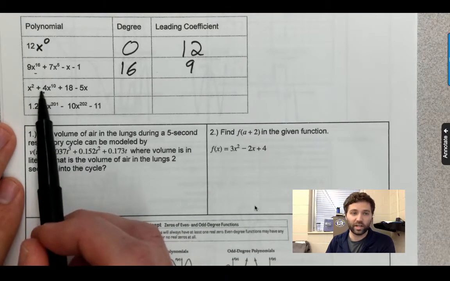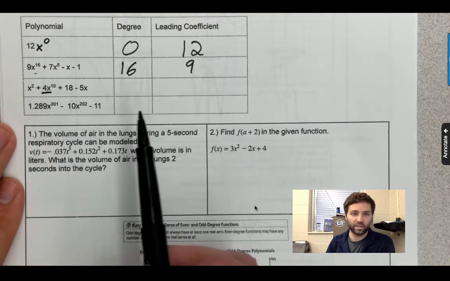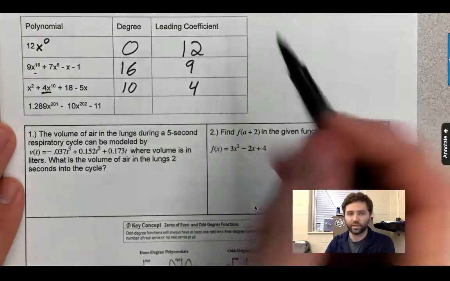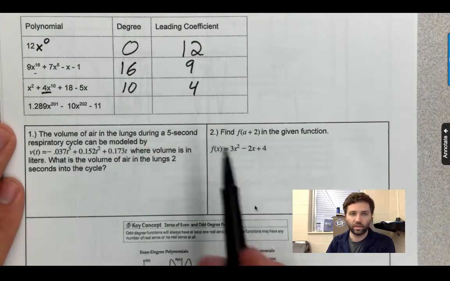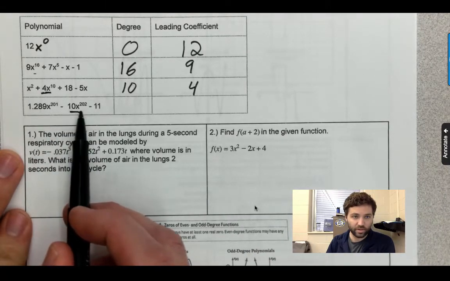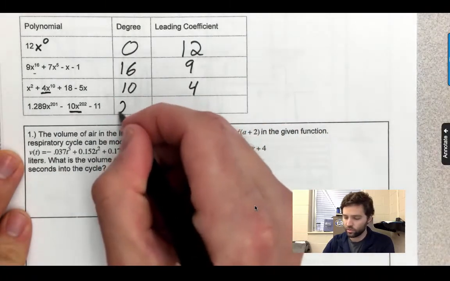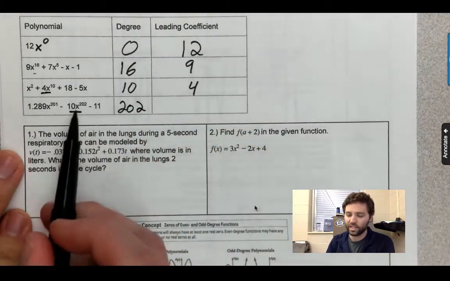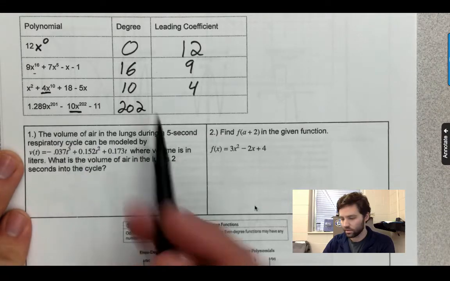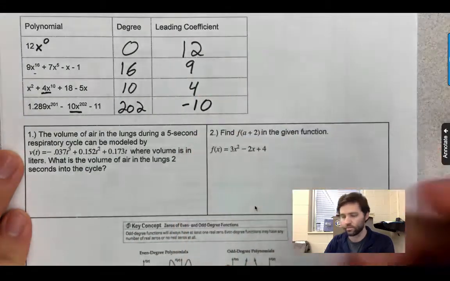We have to go find the highest power of x, and it's right here. It's 4x to the 10th, so the degree is 10. And the leading coefficient is 4. Again, that's the number in front of x to the 10. Last one here, looking for the highest power of x. It's right here. It's 202 would be the degree. And then the leading coefficient is negative 10. With this minus out in front, that's a negative 10. So negative 10 is the leading coefficient.